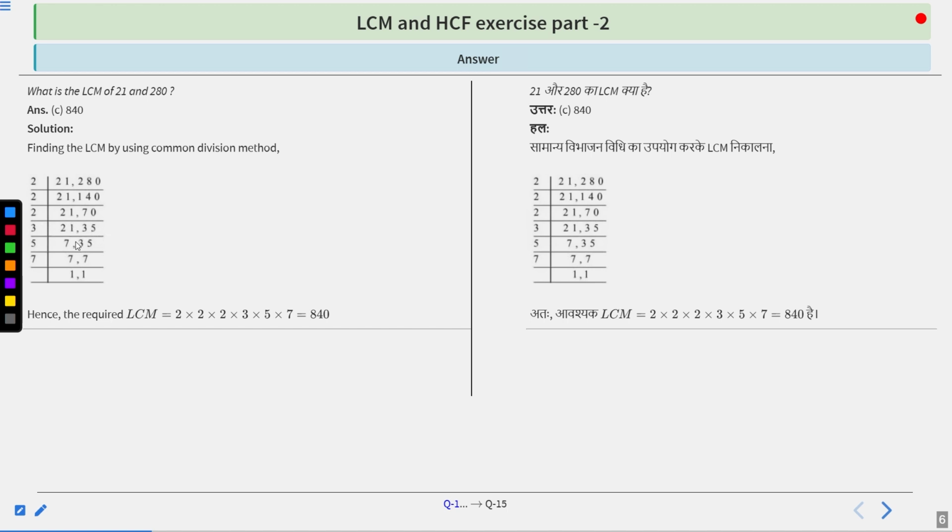Now 21 and 35 both are not divisible by 2, so we will look for the next number, that is 3. 3 can divide 21, so 3 into 7 is 21, but 35 can't be divided, so it will remain as it is. Again, 5 is going to divide 35, but it can't divide 7, so we will write 7 as it is. Now 7 and 7, these can be divided by 7. So we are getting 1 and 1 in the end. We are going to keep dividing until we get 1 and 1 in the last step. And for finding the LCM, we are going to multiply these numbers 2, 2, 2, 3, 5, and 7. That is 2 into 2 into 2 into 3 into 5 into 7. That gives us 840. So option number C, 840 is our correct answer.